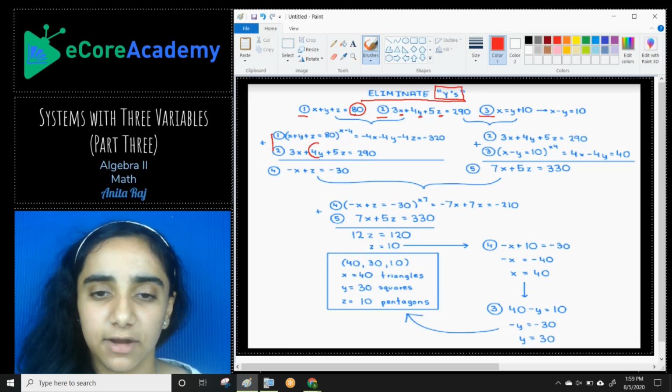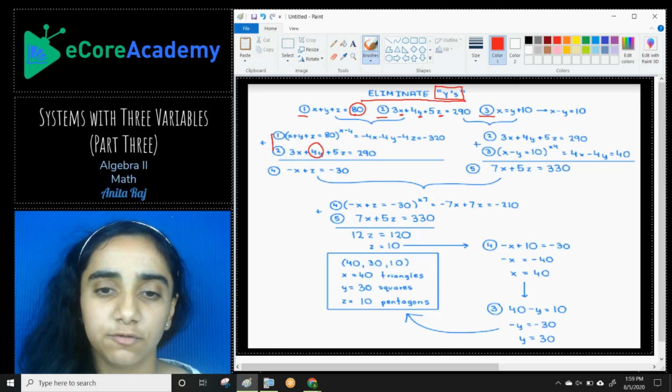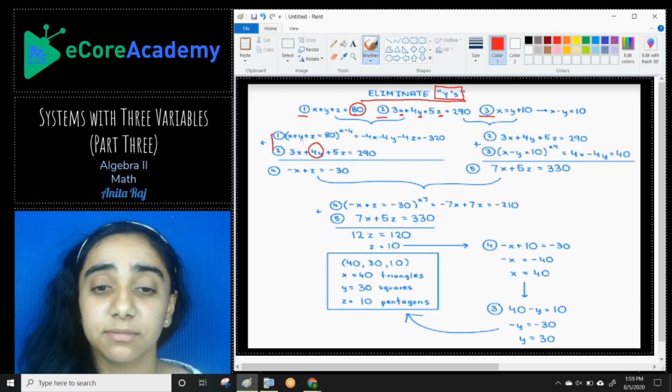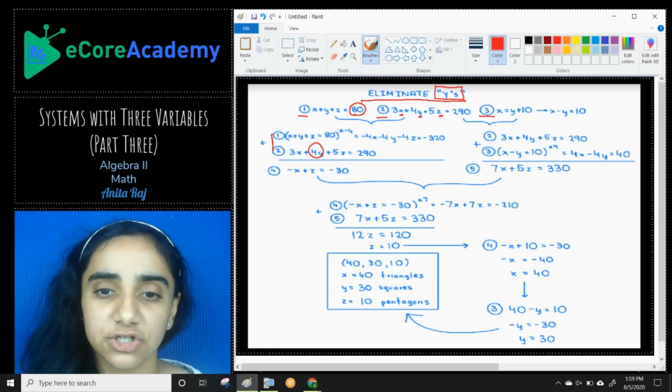Let me look at this Y right here. It's a positive 4 coefficient. So what I want to do is multiply by negative 4 so I can eliminate this Y. So I multiply the whole top equation by negative 4, as can be seen right here.